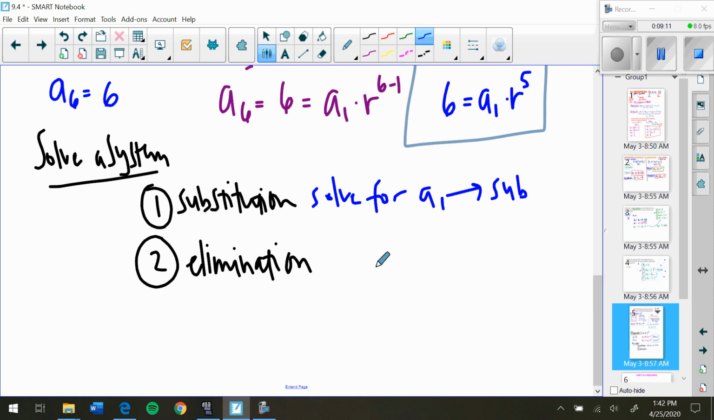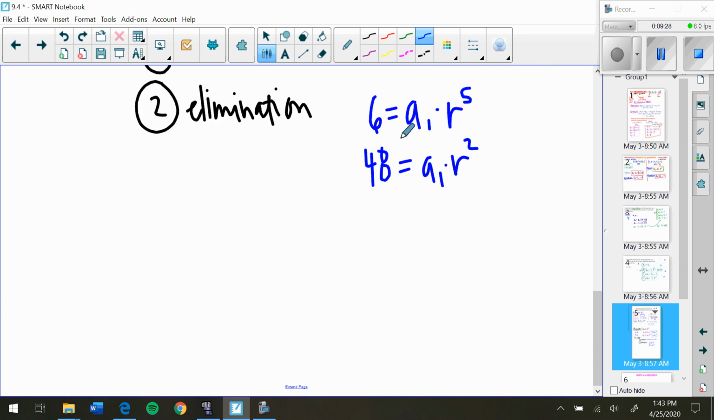So I have 6 is equal to a sub 1 times r to the 5th, and I have 48 is equal to a sub 1 times r squared. I want to get rid of one of these two variables, either a1 or r, and it's going to be a lot easier to get rid of a1. How am I going to do this? Well, I am going to use division. How do I know division? Because I'm multiplying here. I want to cancel it out. So I'm going to take a1 times r to the 5th and divide it by a1 times r squared.